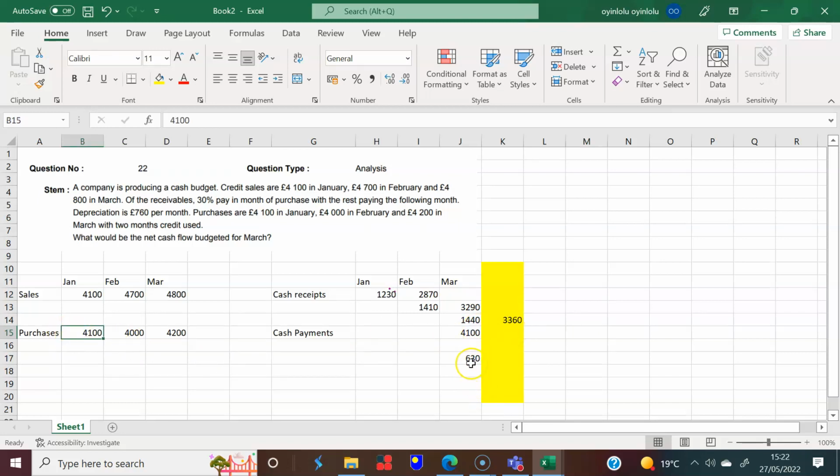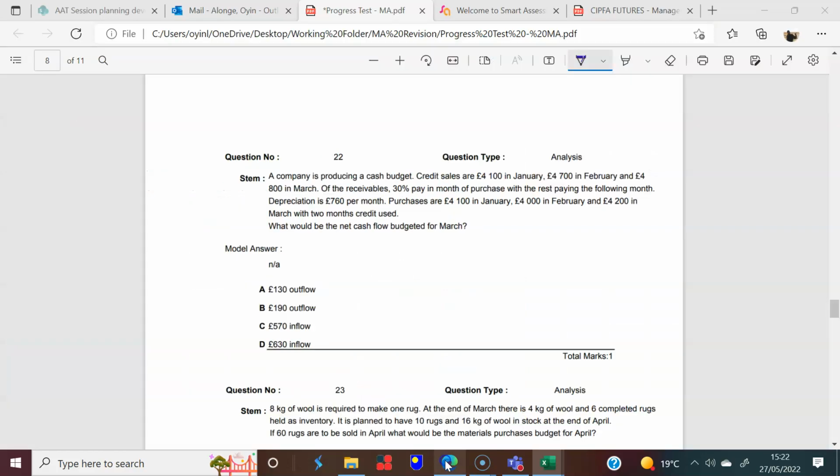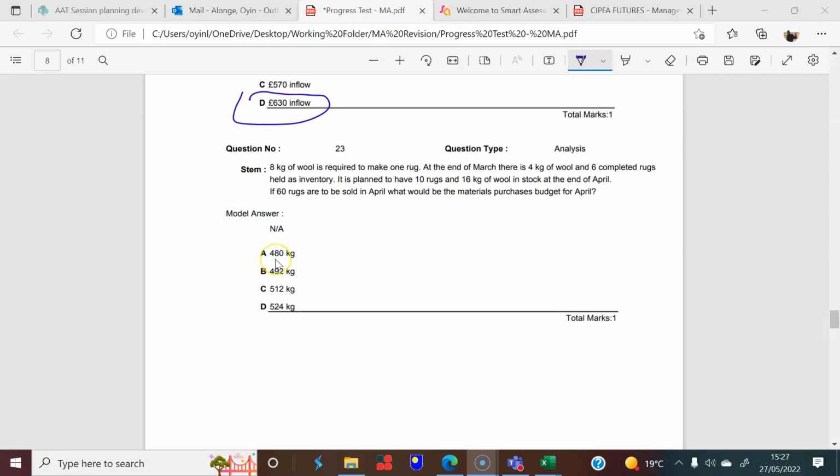So my answer might actually be this. Forgive me, so your answer is 630. Let's just look here. So the answer is D. It's just that my answer was there, 630. But I don't know why this is saying not applicable. It should be 630. That's the answer. So the answer is D for that question. Great stuff. So let's look at question 23.